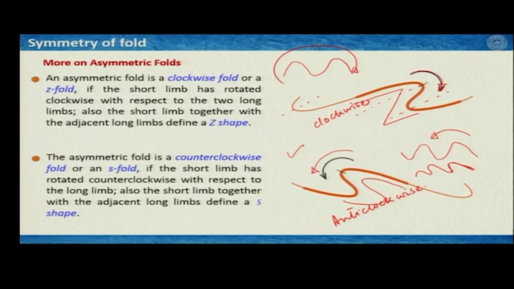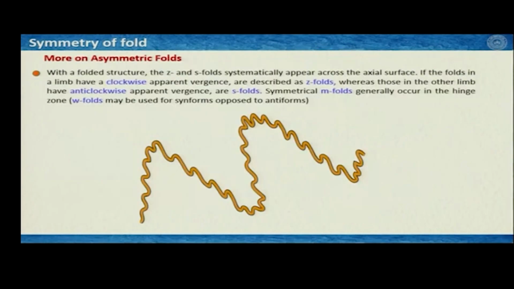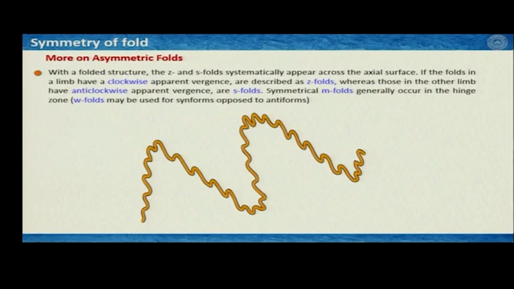Asymmetric fold. Now, in a single strata or in a single layer, we can have these clockwise or anti-clockwise folds, or in other words, we can figure out Z and S shaped folds. So, with a folded structure, the Z and S folds systematically appear across the axial surface. So, in a single fold you can see them. Now, if the folds in a limb have a clockwise apparent vergence, they are described as Z folds.